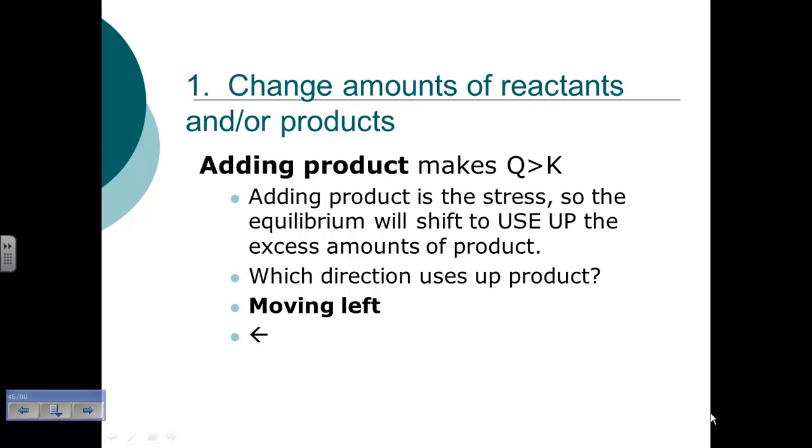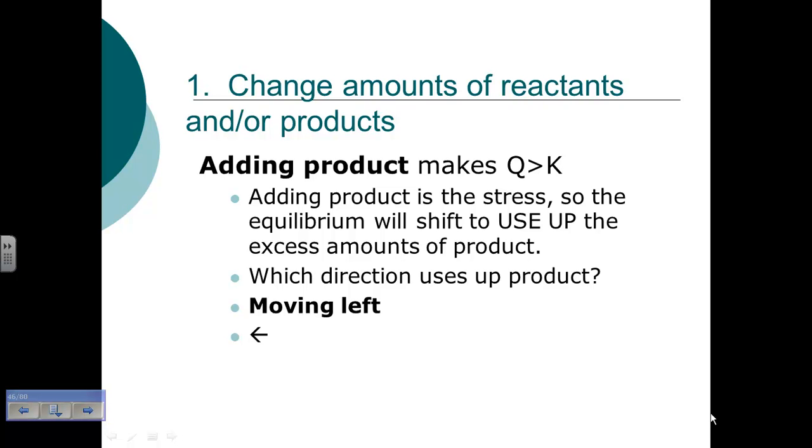If products are made, product over reactant is indeed that equilibrium constant, and if we have too much product, the reaction quotient becomes larger. Well, if we have too much product, increasing its amount, the system wants to do the opposite of what we've done. It wants to use up the extra amount. Adding product is the stress, so the equilibrium wants to shift to use up the excess amount of the product.